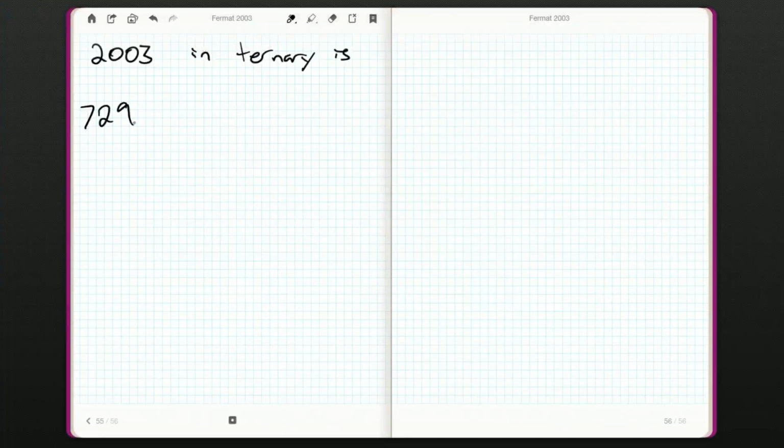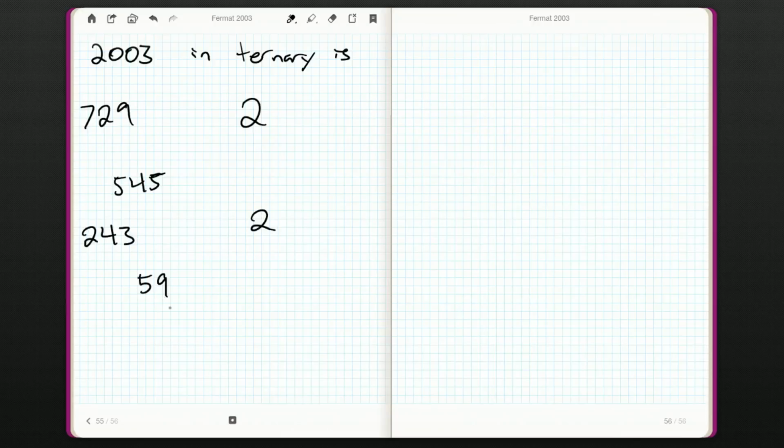So 729. How many 729s can we fit in there? 2003 divided by 729 is 2 point something or other. So we can get 2 of those. And now what's left over? 2003 minus 729 minus another 729. We've got 545. What's the biggest power of 3 less than that? Why, it's 243. How many of those can we fit in there? I think it should just be 1. Oh, it's 2. It's 2. And what's left over should be 59.